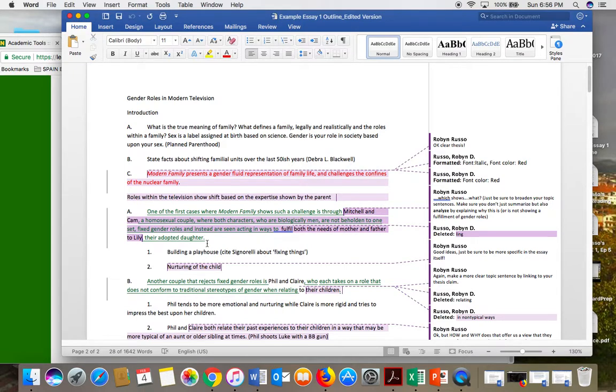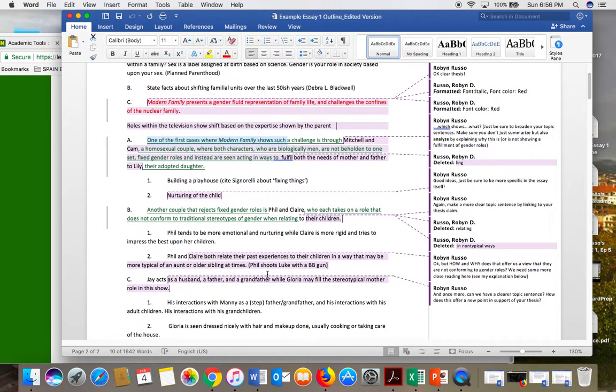So now we know why that is linked to the thesis. You'll note another thing that is done here now is we have one of the first cases where Modern Family shows such a challenge, being the challenge we mentioned up there. And we've clearly said why this matters. Same thing down here with Phil and Claire.